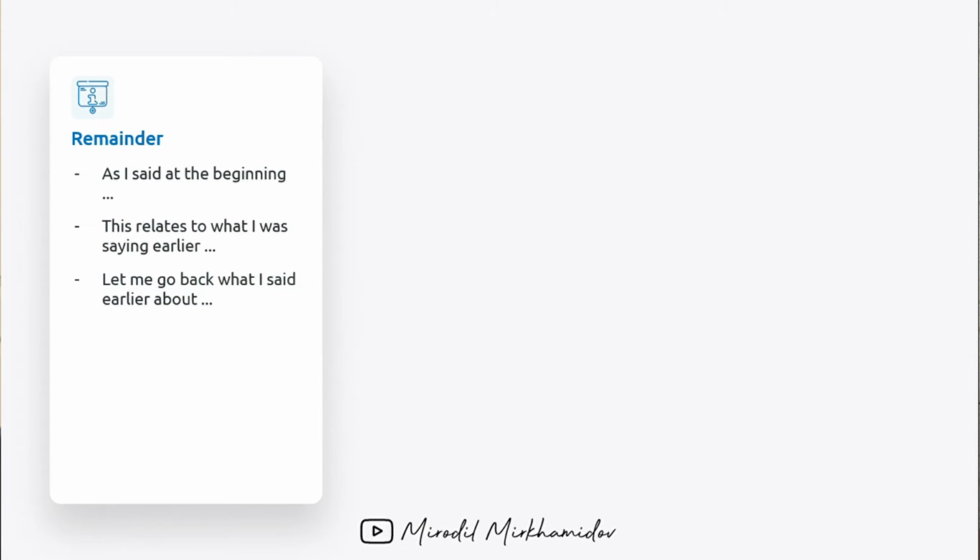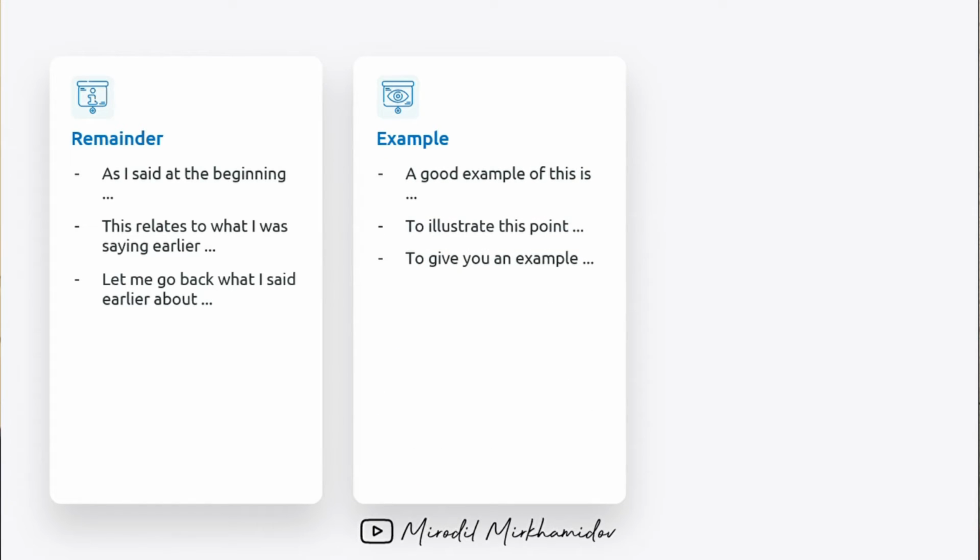Well, you can also ask a question and say well, and try to continue. The next case can be a reminder, so we can just say, as I said at the beginning, this relates to what I was saying earlier, or let me go back to what I said earlier about something. In the example case, you can just say, a good example of this is something. To illustrate this point, we can get, or we can say, well, to give you an example, you got it.